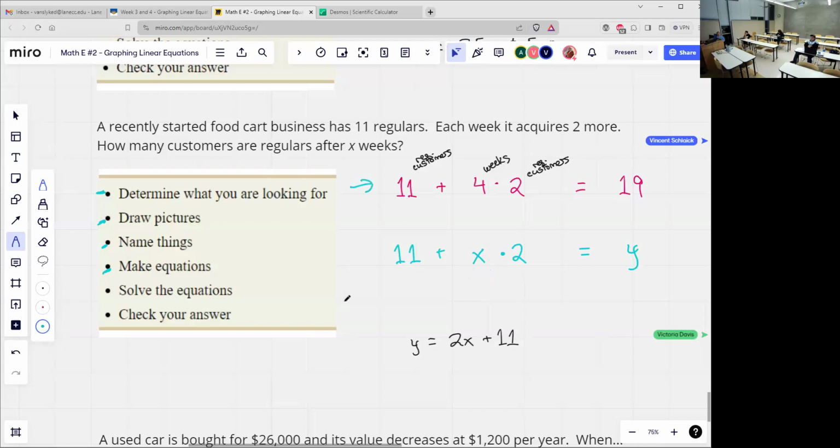First, we made a specific case, and then we made the general equation with the X's. It didn't take long. If that's what we did on the GED, that would still work fine. That's how our brains work best. Solve the equations. It didn't ask us to in this case. But it could say, use your equation to find out how many customers there are after 17 weeks. And then we can plug 17 in for X, 2 times 17 plus 11.